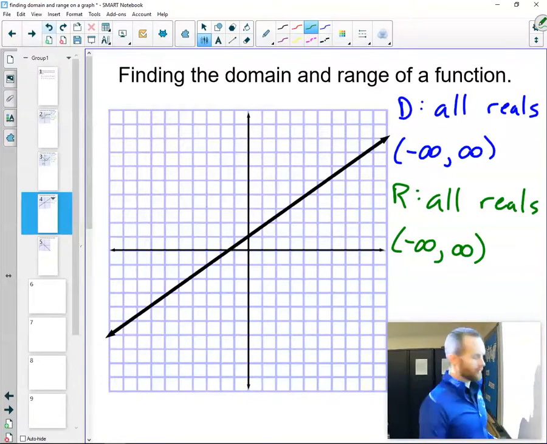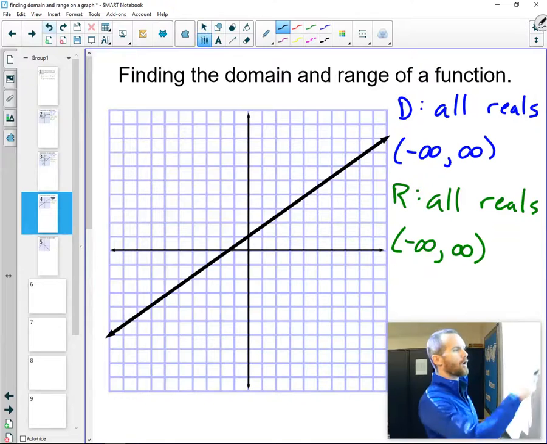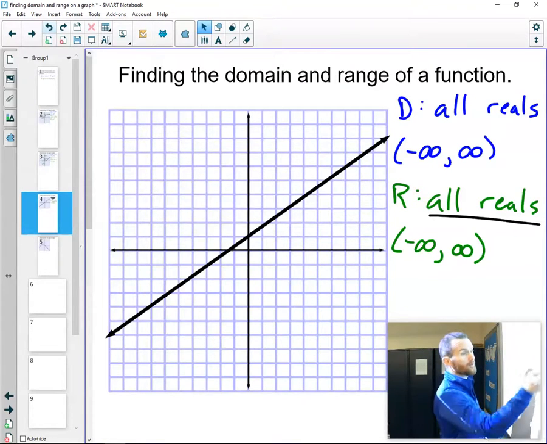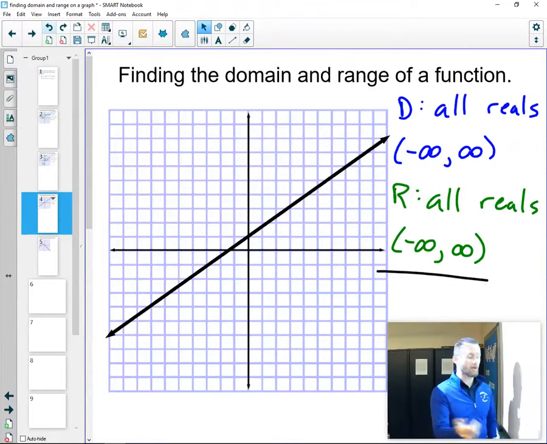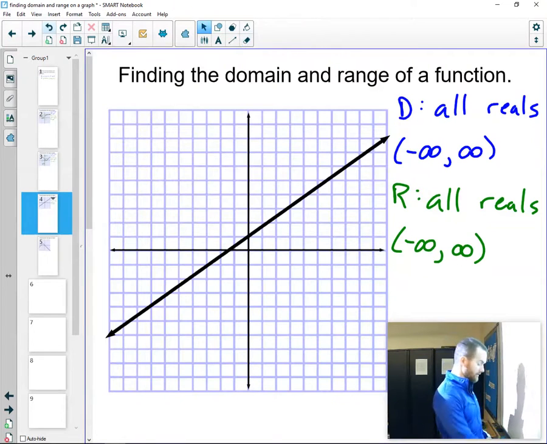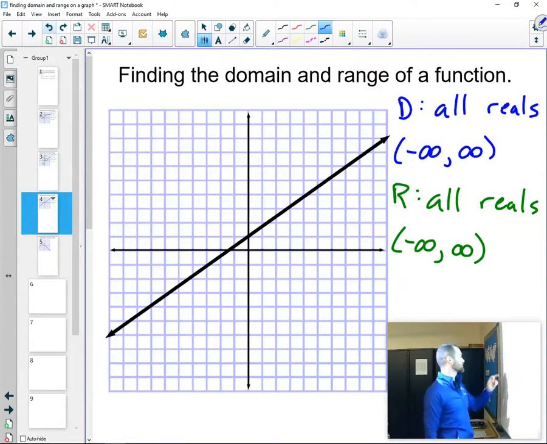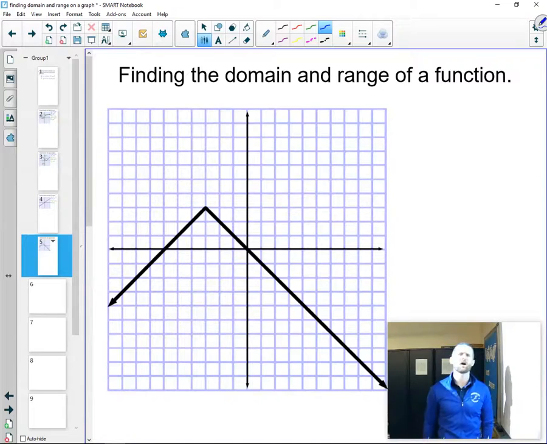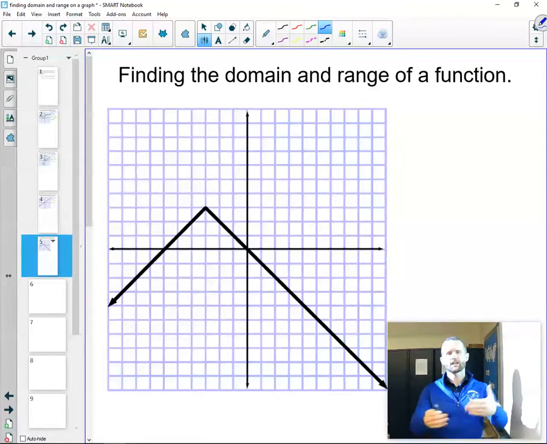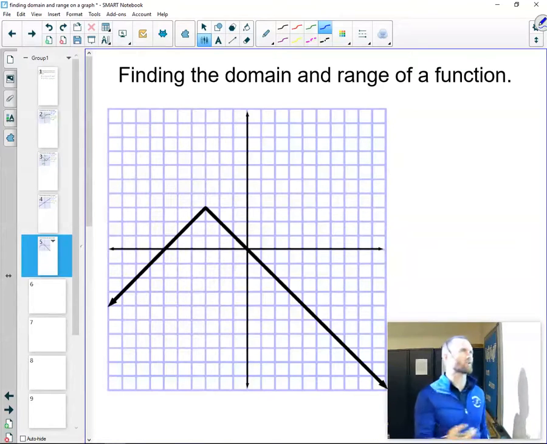You don't need to write both of those. You can write either all reals, or you can put the set notation because they mean the exact same thing. I'm just showing you two different ways to write your answer. All right, let's do one more. And again, I want you to try this one on your own. Pause the video here, give this problem a shot, come back when you think you have an answer. 3, 2, 1, let's go.